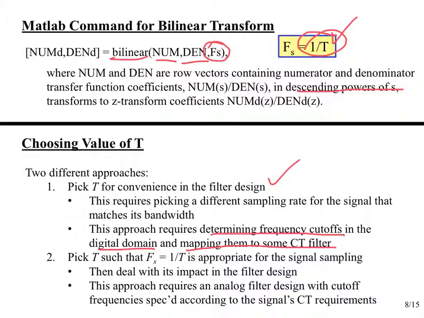So that's one approach. The second approach is, well, we know that we're going to be running a signal through this filter, and it's probably a signal that came from having sampled some continuous time signal. So pick the sampling rate Fs that's appropriate for the signal that you're trying to operate with. And so then T would just be 1 over that sampling rate.